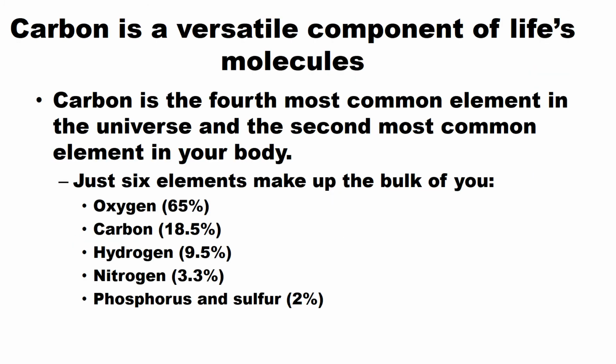Okay, so let's continue talking about crucial elements. Just 6 elements make the majority of you. Oxygen makes 65% of you, carbon makes about 19% of you, hydrogen makes about 10% of you, nitrogen about 3% of you, and phosphorus and sulfur about 2% of you. If you add all these numbers, it doesn't equal 100. The reason for that is because you also have other elements as well, such as, for example, iron that is found in red blood cells.